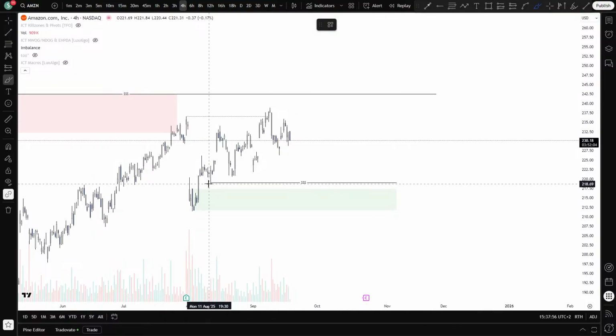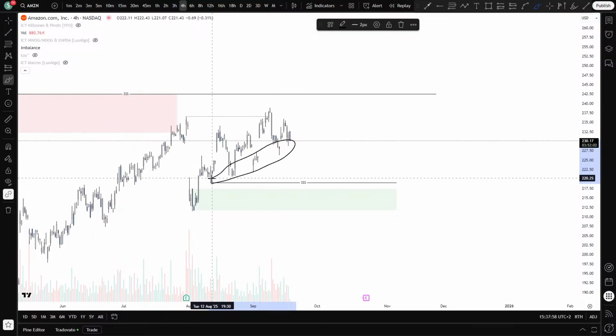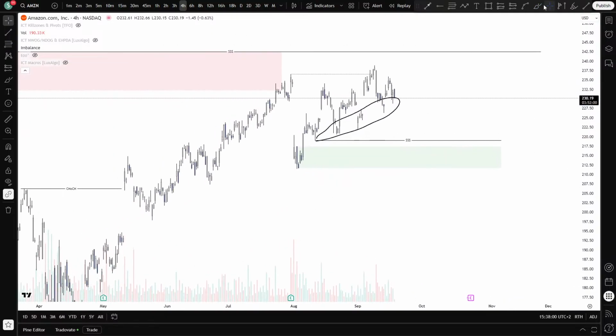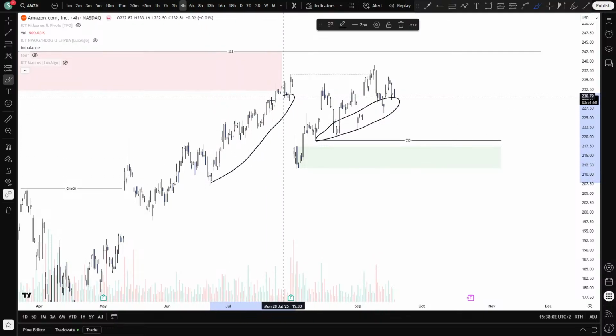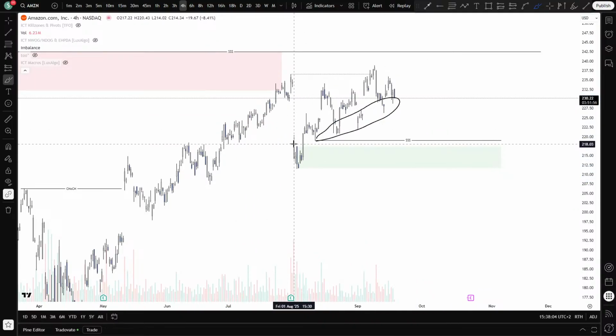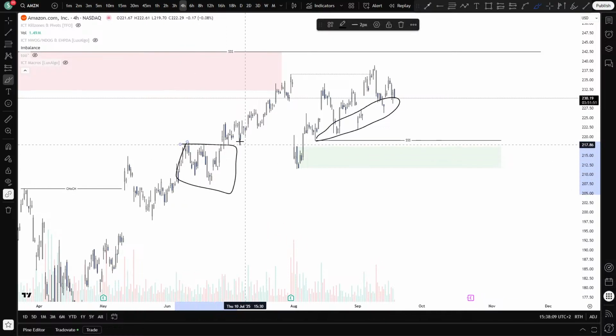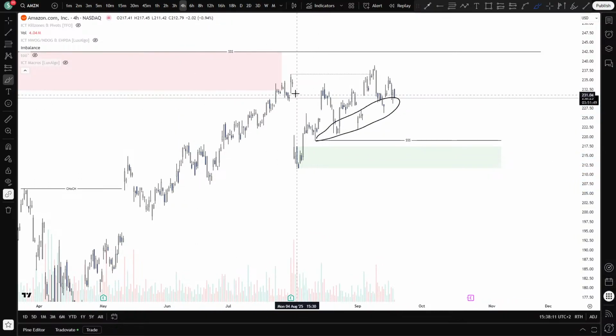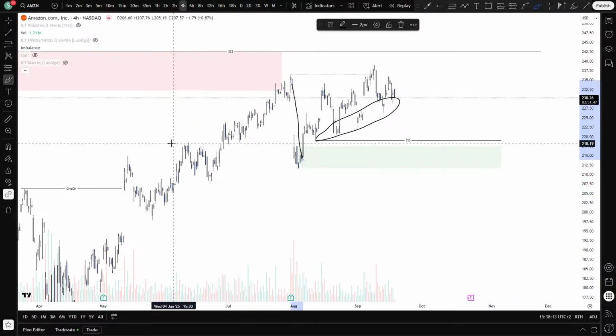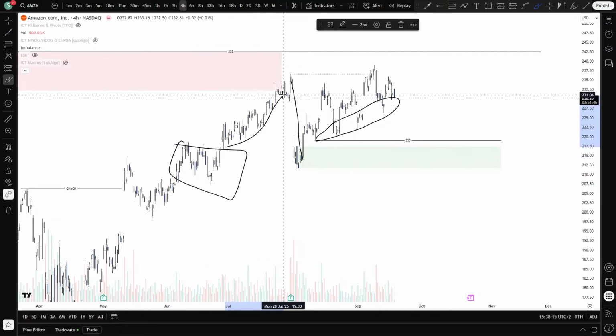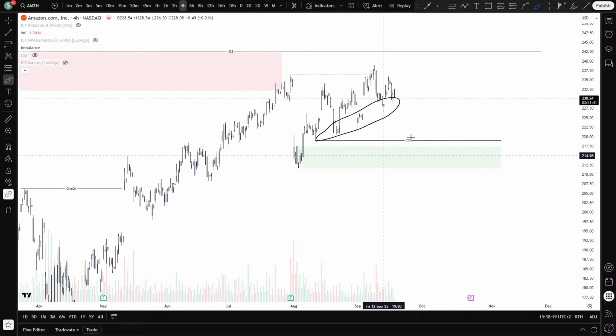As you can see, there's a lot of trend liquidity being built up once again, just like we did over here. Below that, a demand zone, just like we did over here, a demand zone below our trend liquidity. As you can see, Amazon likes to take out the trend liquidity, tap it to a demand zone, and from there move up again.